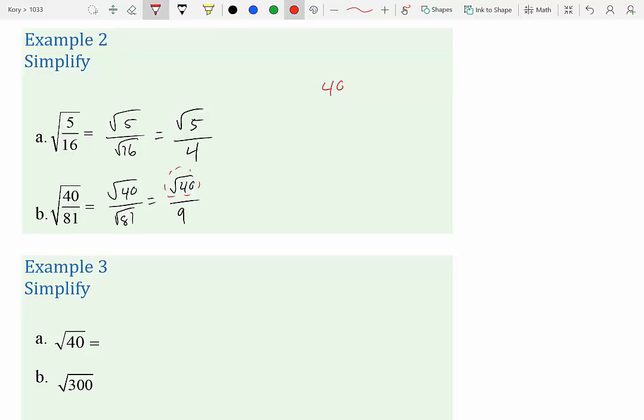If we break down 40 into its factors, that's 1 times 40, 2 times 20, 4 times 10, and 5 times 8. What we want to look for, after you list the factors, is one of them that has a perfect square.